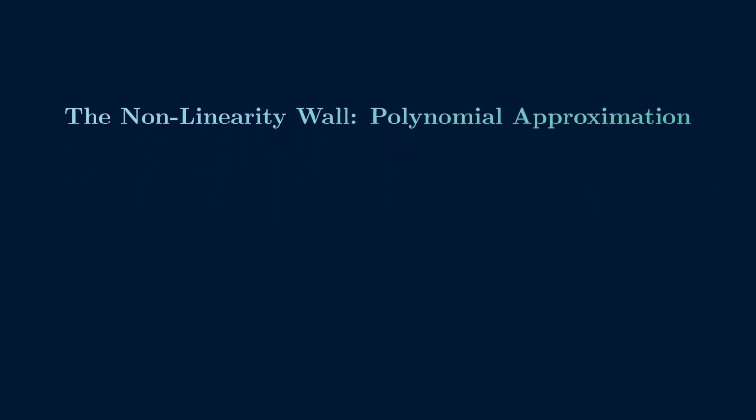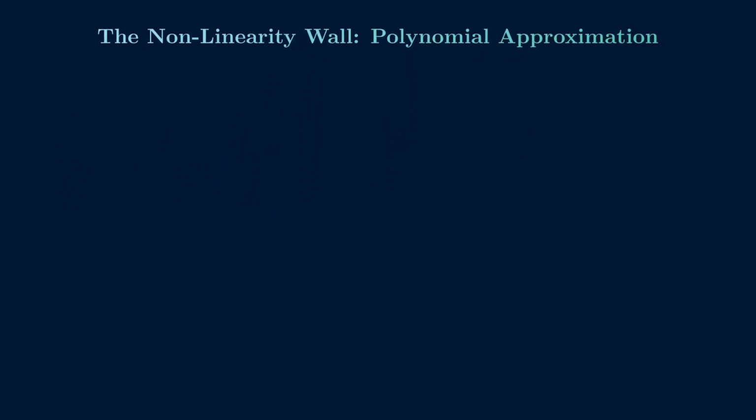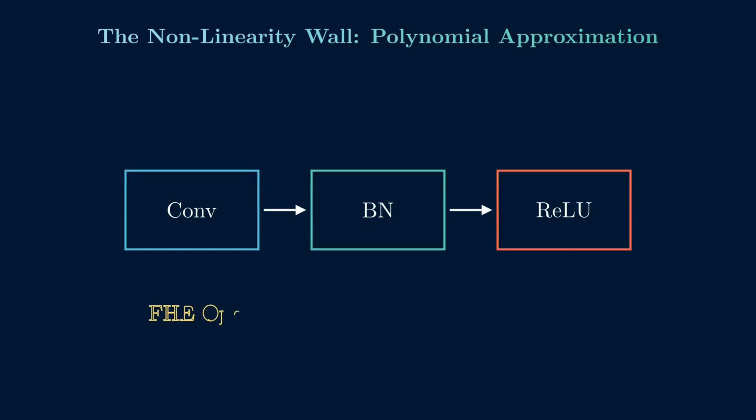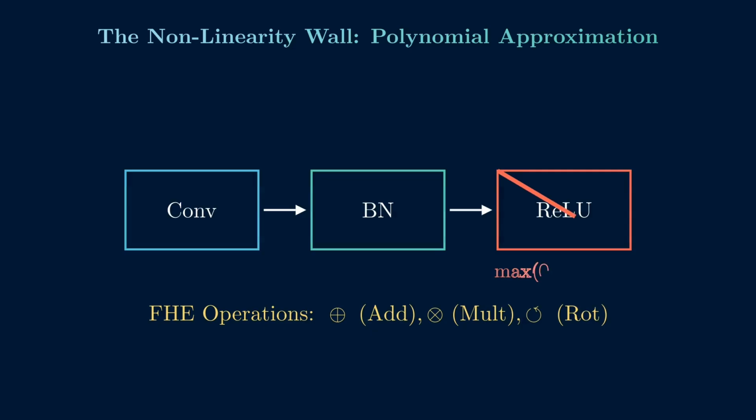In a standard convolutional neural network, the architecture typically involves convolution, batch normalization, and a ReLU activation. However, when we transition to fully homomorphic encryption to protect user data, we face a fundamental restriction. FHE only natively supports one-dimensional vector addition, multiplication, and rotation. Because the ReLU function relies on a maximum operation, it is not a valid polynomial and cannot be directly evaluated on encrypted data. To adapt these networks, we must replace the nonlinear ReLU with polynomial approximations.